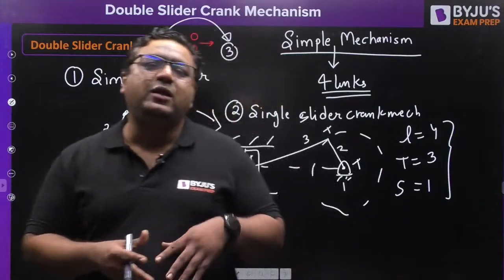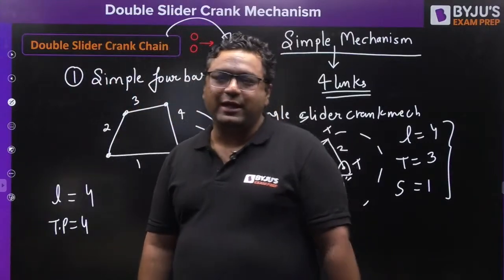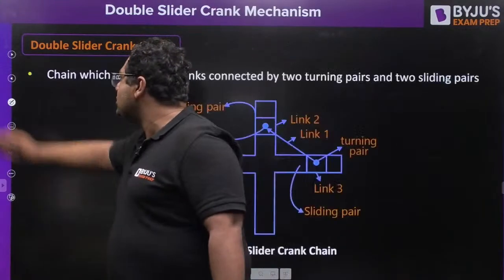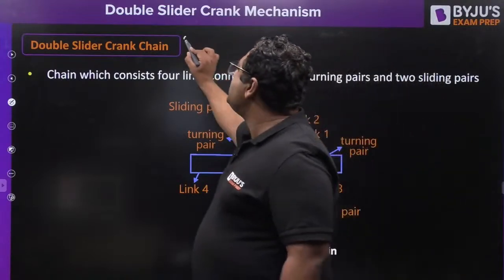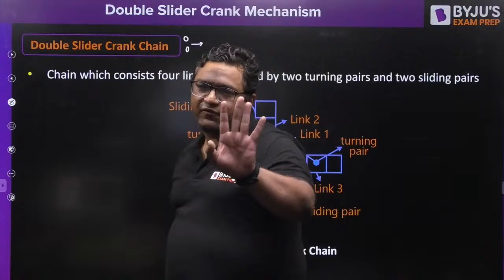Similarly, my dear, when 2 turning pairs are converted to sliding pairs, we reach the third configuration, which is nothing but the double slider crank mechanism. We are calling it a chain because none of the links is kept fixed till now.